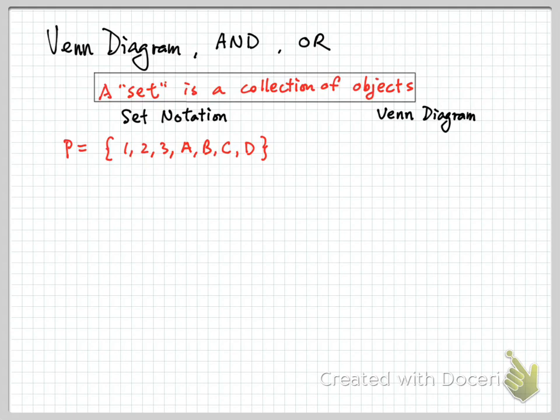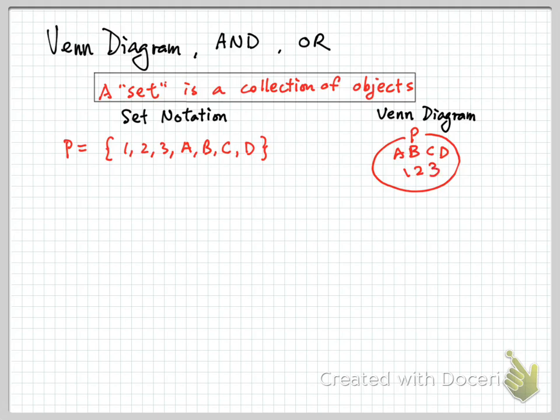So on the left-hand side, you see we have a set we call P. P contains 7 objects: 1, 2, 3, A, B, C, D. If we put it in the set notation, that will be the one on the left-hand side. Alternatively, we can put it in the Venn diagram, like this is the set P, alright? It's a collection of objects. So the objects are A, B, C, D, and 1, 2, 3, right?